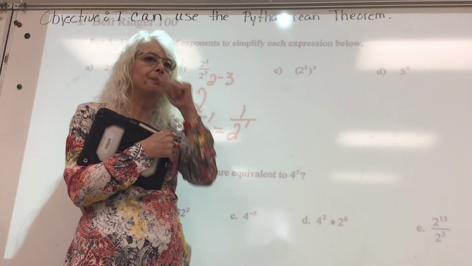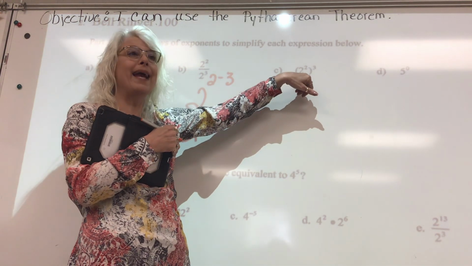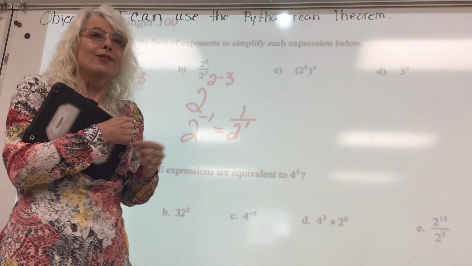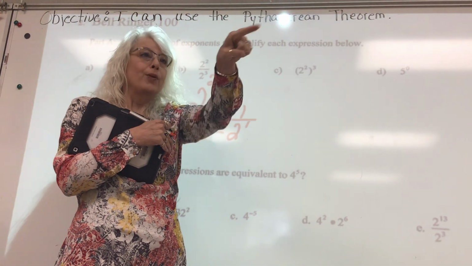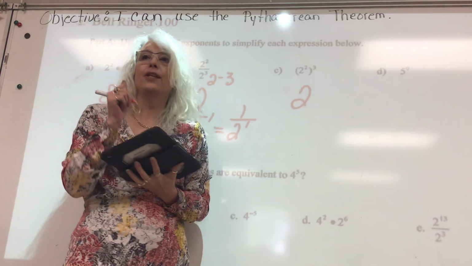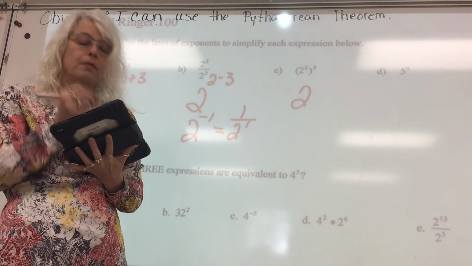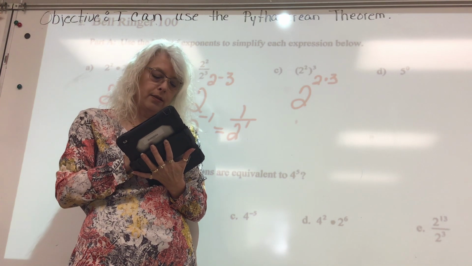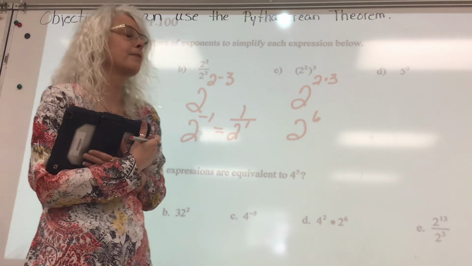Problem C, notice we only have 1 base, but 2 exponents, correct? What is this called? Power to a power. So we're going to write down our base and do what to the exponents? Multiply. So we're going to do 2 times 3. So that would be 2 to the 6th power.